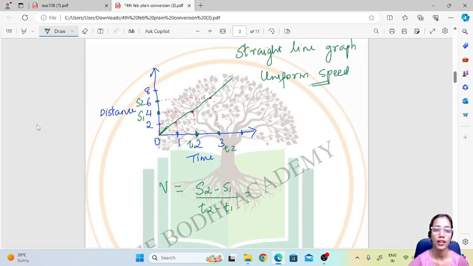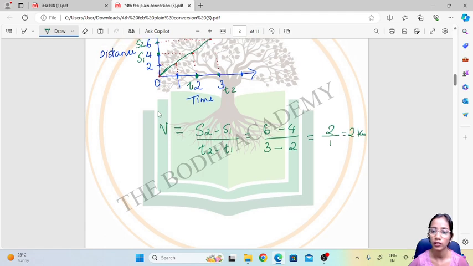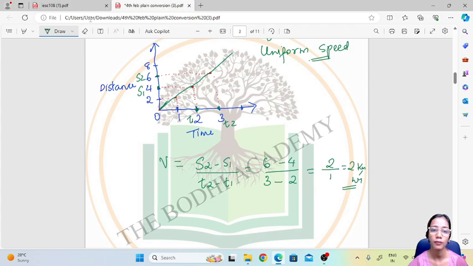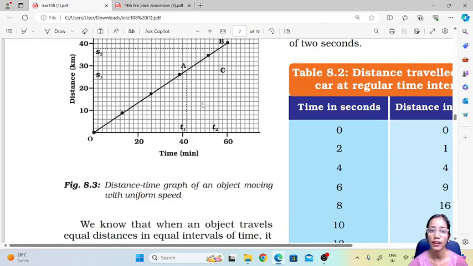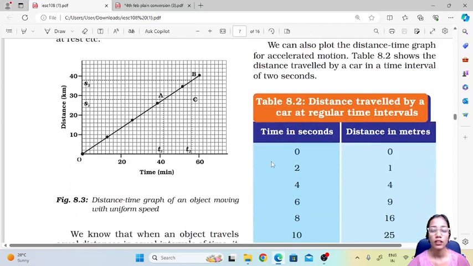Now what is s2 minus s1? 6 kilometers minus 4 kilometers, and t2 minus t1 is 3 minus 2. So this will be 2 upon 1. This is 2 kilometer per hour, the speed of the object. The speed of the object is 2 kilometer per hour using this method. So this is how you find the speed of the object in uniform motion using the graphical method.